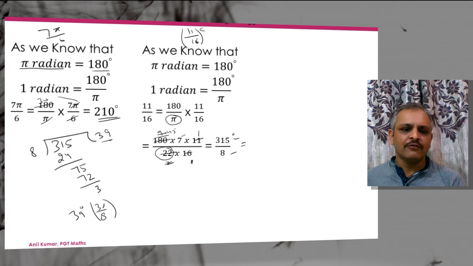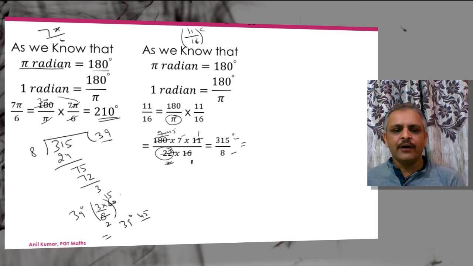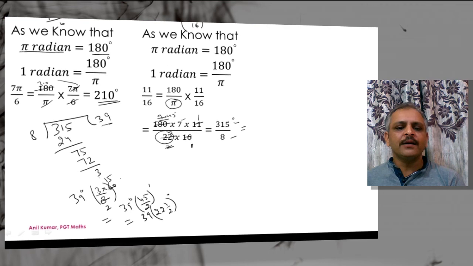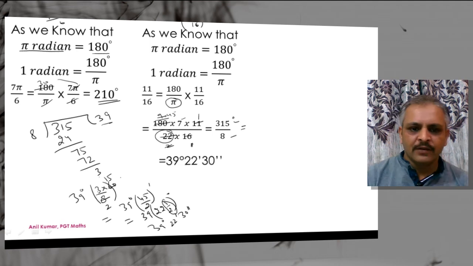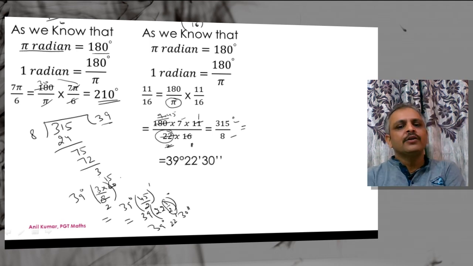Whenever I have to convert into minute, I will multiply by 60. So 4 2 is 8, 15, 45 by 2. I can say that 39 degree and 45 by 2 minute. So again we will convert into the smaller units. 39 degree 45 by 2 means 22 and a half minute. And this 22 and a half minute can be written as 39 degree 22 minute and half minute is equal to 30 seconds. So our answer will be 39 degree 22 minute and 30 second.